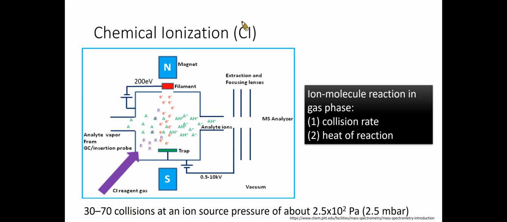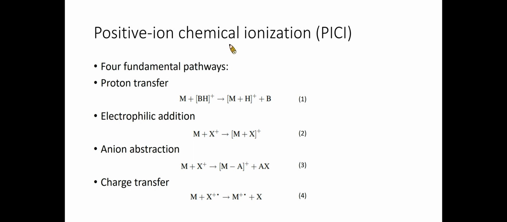To accomplish these massive collisions, CI usually increases the partial pressures of the reagent gas. Greater reagent gas pressures can also effectively shield the analyte molecules from direct ionization by primary electrons in order to suppress competing EI of the analyte. Most CI techniques deliver even-electron positive analyte ions via four fundamental pathways: proton transfer, electrophilic addition, anion abstraction, and charge transfer, as described with the corresponding molecular equations 1 to 4.